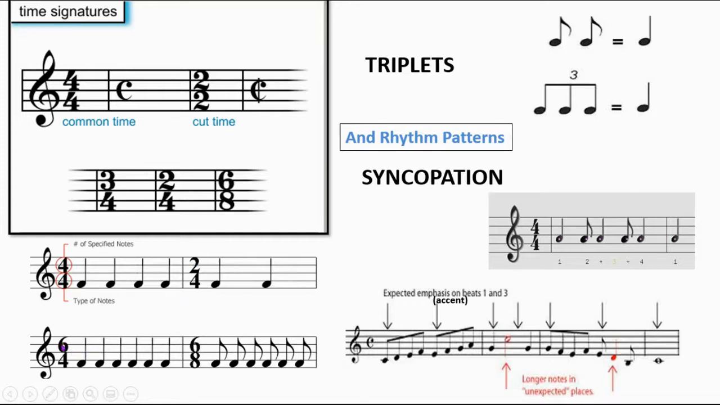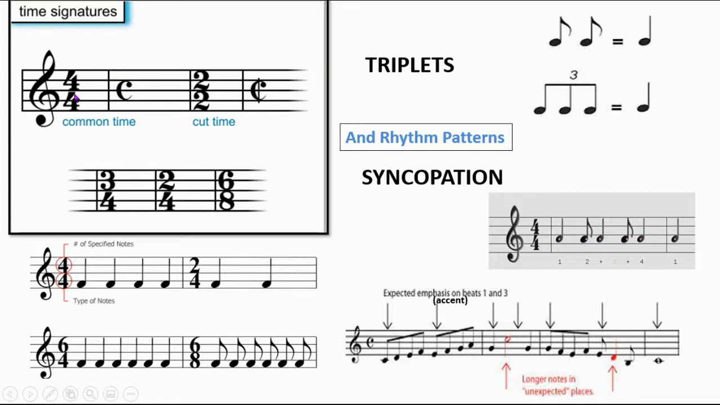If you see 6/4 sometimes, it means that I have six quarter notes: 1, 2, 3, 4, 5, 6 in this music. But it's not too common, the 6/4. What is the most common? Yeah, the 4/4. That's why it's also called common time.